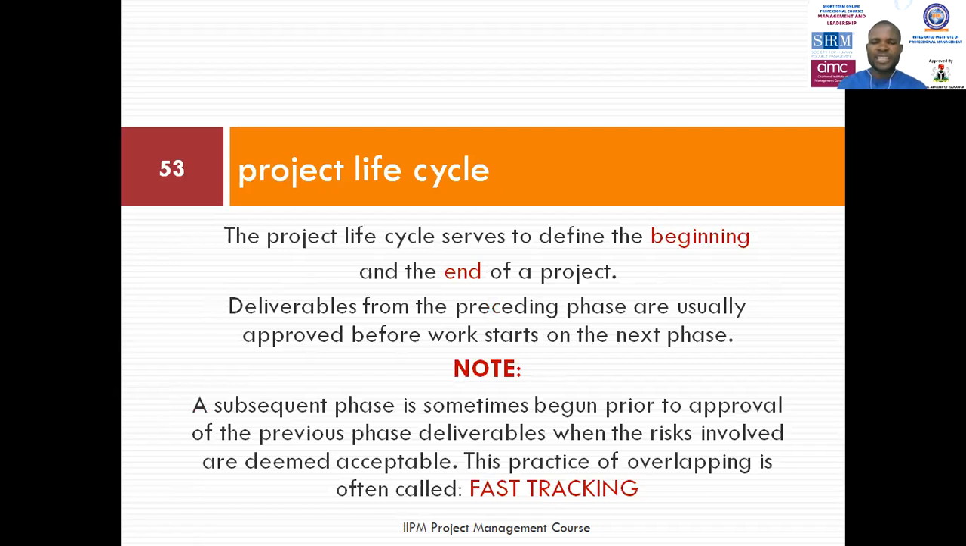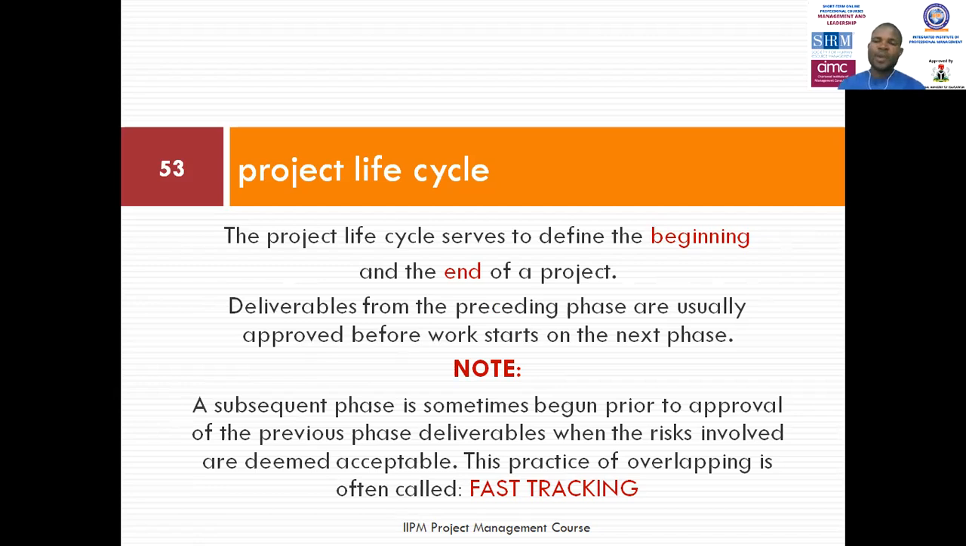The project lifecycle serves to define the beginning and the end of the project. Deliverables from the preceding phase are usually approved before work starts on the next phase. This is a norm, but it's not always the case. The relationship that exists in the phases will determine the kind of monitoring and evaluation approach we give to it. If it is a sequential relationship, then this definition holds true, which is deliverables from the preceding phase are usually approved before work starts on the next phase. In such a case, we are trying to reduce the risk of project acceptance.